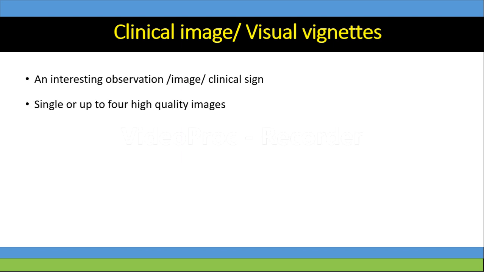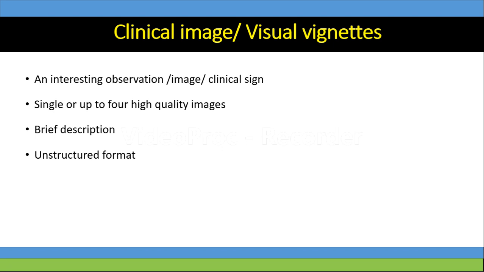The most common and the most simple is known as clinical image and visual vignette. What is a clinical image? It can be an interesting observation, an image or clinical sign that you see in your practice. It consists of a single image or up to a maximum of 4 high quality images. Brief description, only 150 to 300 words.